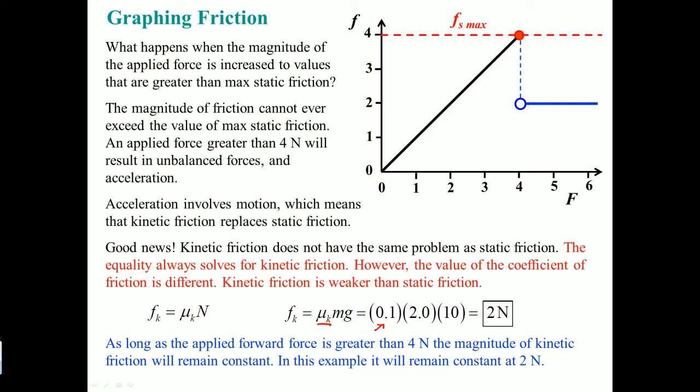Important things to understand is that you can always solve for an equation that has the kinetic friction. However, the value of the coefficient of friction is different. The kinetic friction is weaker than static friction. As long as the applied forward force is greater than 4 newtons, the magnitude of the kinetic friction will remain constant. In this example, the kinetic friction is 2 newtons.